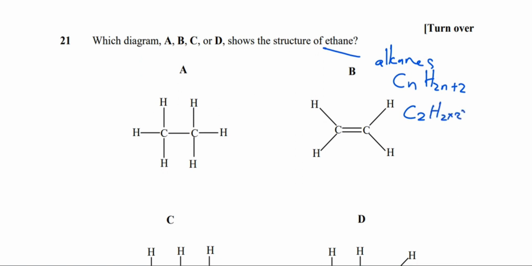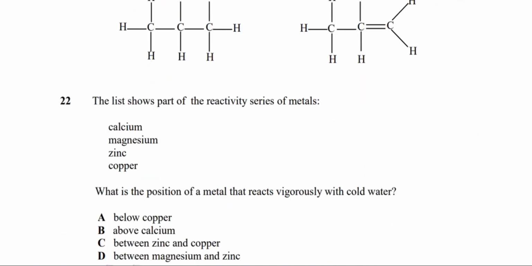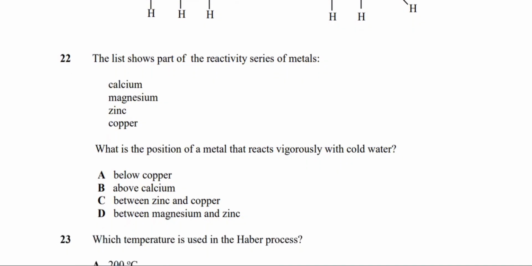So for every n, we replace it with 2, so it will be C2H(2 times 2 plus 2), which is C2H4 plus 2, 6. So we want C2H6: 1, 2, 3, 4, 5, 6. So this is the structure of ethane.